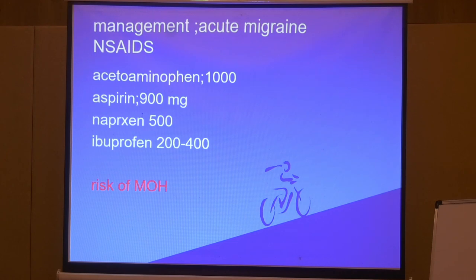The most common preferred drug among neurophysicians is naproxen, around 500 milligrams. And in addition to the risk of GI and cardiac effects, always make sure that you are not pumping in more and producing medication overuse headache, MOH, which is very common. The most common drug that produces MOH is caffeine. So you will never see a neurophysician writing caffeine combinations. You will hardly see it, because we might have to treat MOH.